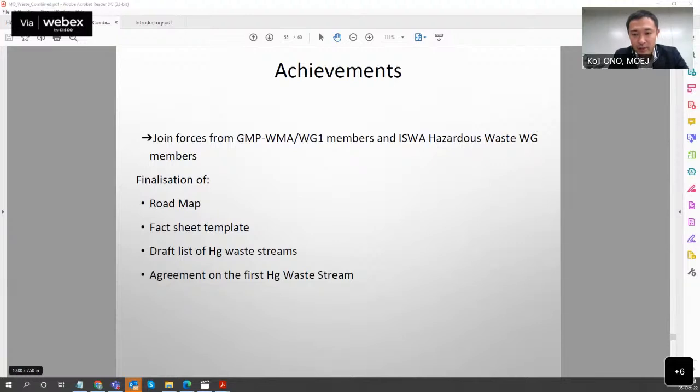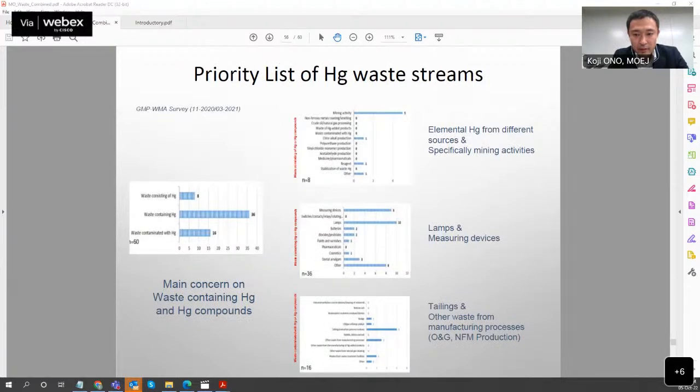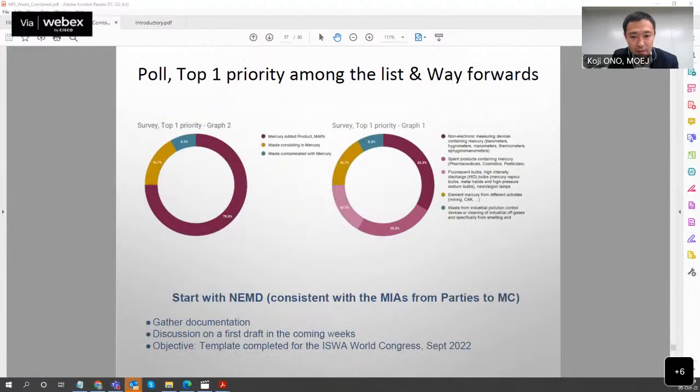The roadmap framing the processes for the development of fact sheets, the fact sheet template identifying all steps to be covered for environmentally sound management of mercury waste streams, and the priority list of mercury waste streams. And the next slide, please. Based on our survey and the poll, next slide, please. The top priority was non-electronic measuring devices. That result is consistent with the Minamata Convention initial assessments.